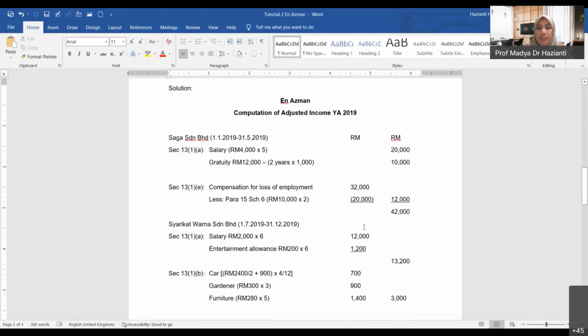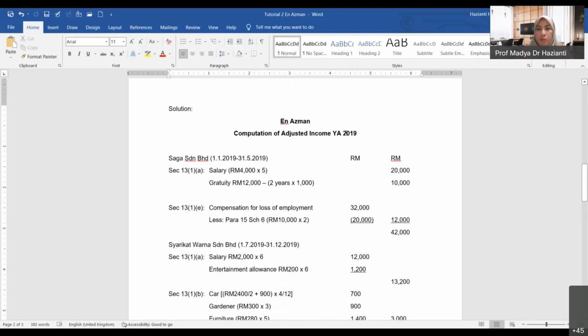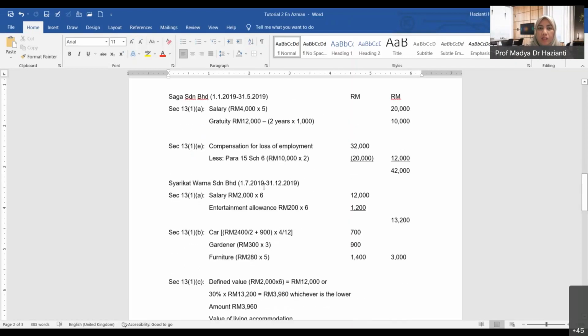So next company yang ada macam-macam ni, dia kerja dekat Warna Julai 2019 sampai December 2019. Because remember kita buat untuk 1 tahun 2019. So kita kira dekat sini for Warna dia kerja 6 months je lah. So the salary 31A, 2,000 times 6, 12,000. Entertainment allowance: remember entertainment allowance is dalam bentuk cash. Dia duduk dekat section 13(1)A. 6 months juga, 200, 1,200.